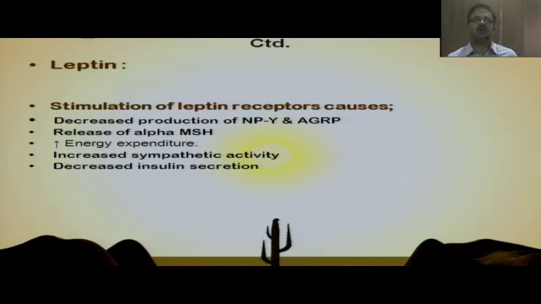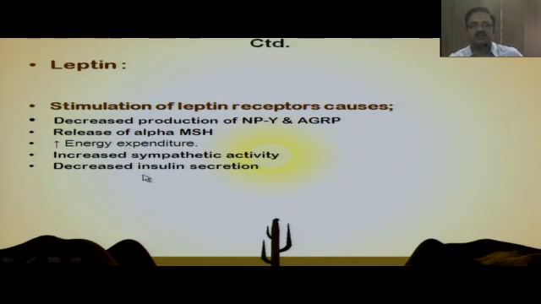The stimulation of leptin receptors causes decreased production of neuropeptide Y and agouti related peptides, which are the orexigenic substances. Neuropeptide Y is a neurotransmitter involved in increasing the appetite. They also cause release of alpha MSH, thereby increasing the signals through MC4R and MC3R receptors, thereby decreasing the food intake and increasing the energy expenditure. Leptin also increases the energy expenditure by acting on the vasomotor center of the medulla oblongata, thereby increasing the sympathetic activity throughout.